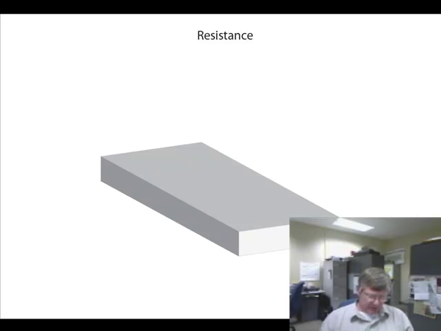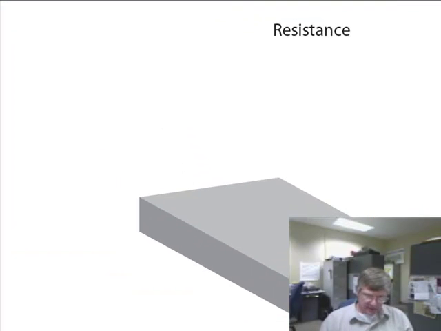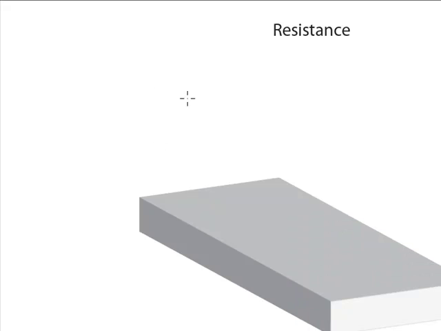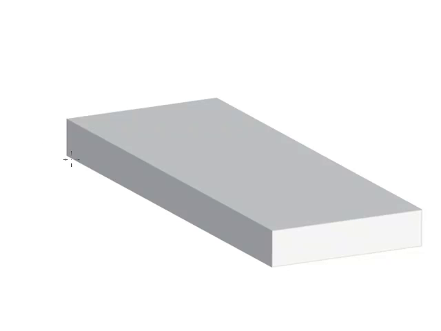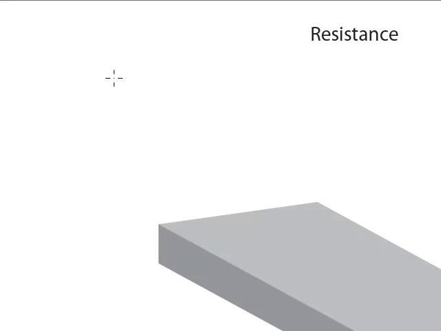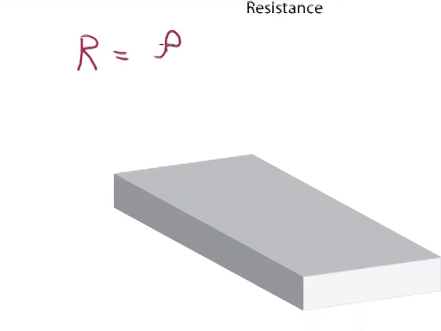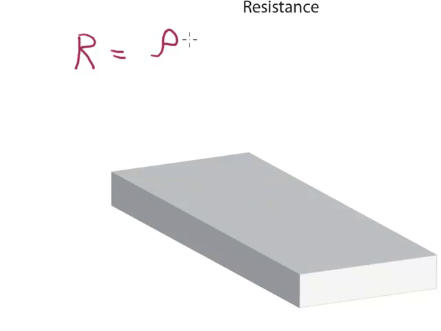In this video I'm going to demonstrate how to calculate the resistance of a piece of material based on its dimensions and the resistivity of the material it's made from. So here I have a rectangular solid piece of material, and the formula for the resistance of this material is equal to some natural resistivity of the material times the length of the material.